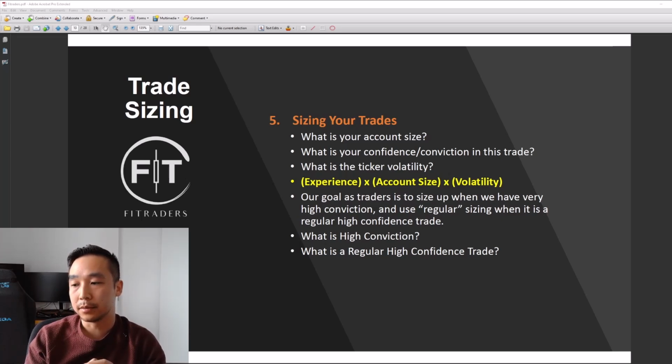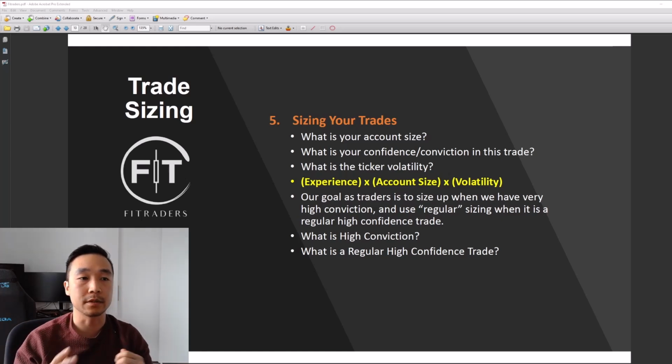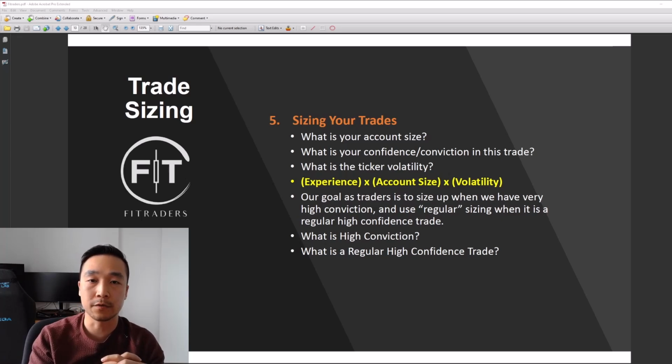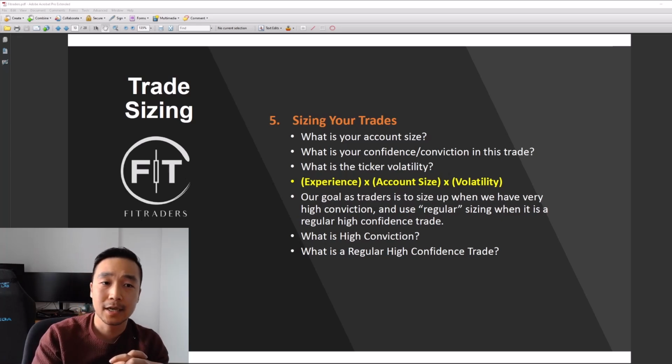With ticker volatility, you have to look at what the historical volatility is. Apple, for example: it's rare for Apple to move 10% in a day, though yes, you may see it happen. But what's the historical volatility of Apple? It's usually 1 to 2%.